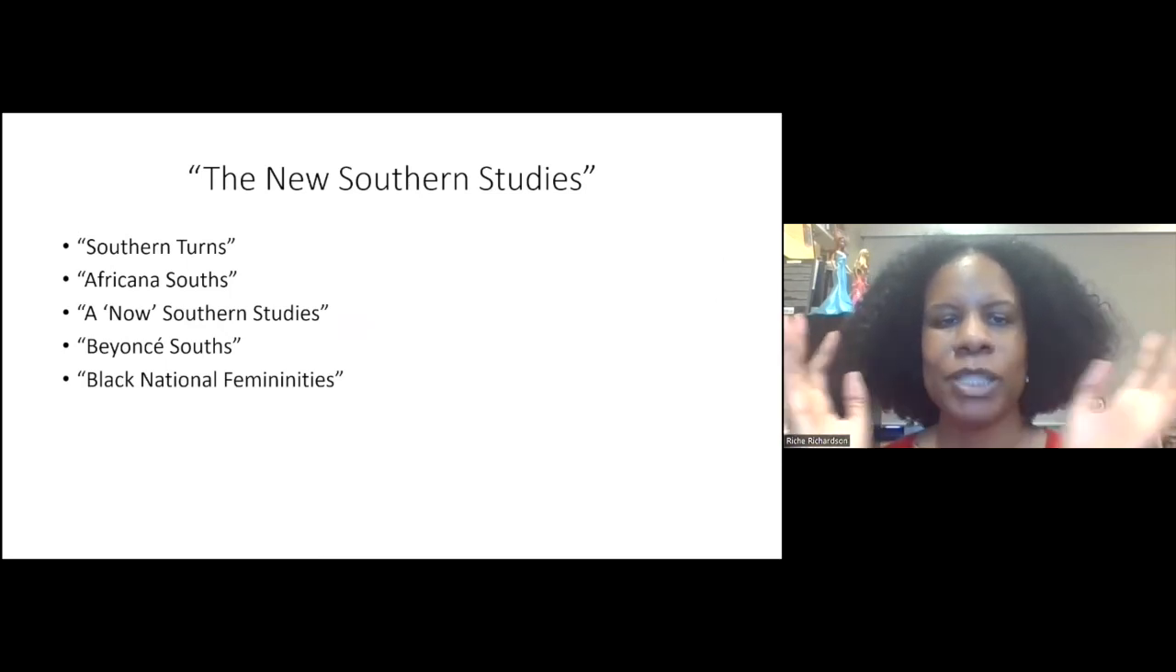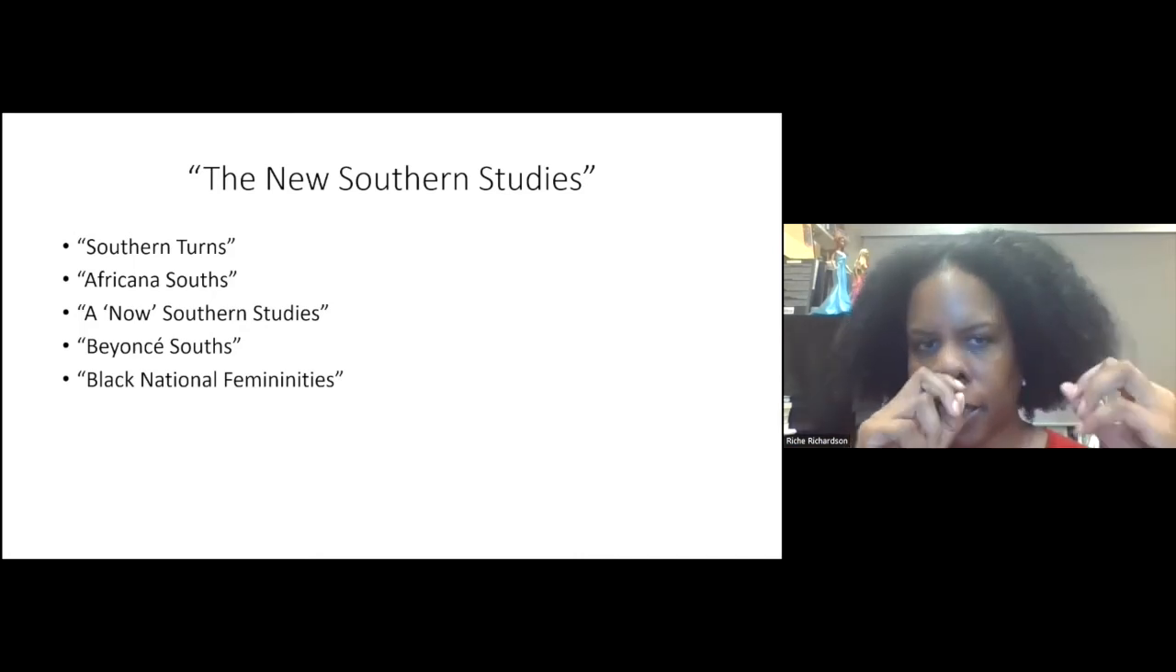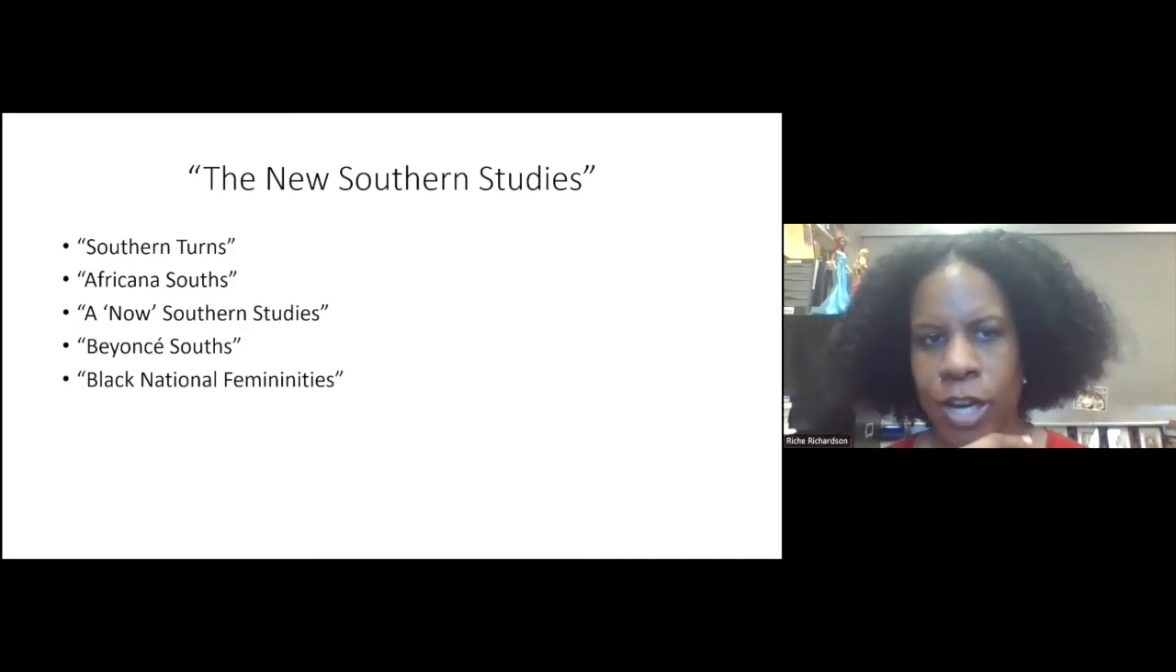And within the New Southern Studies, on that critical terrain, I have developed a few approaches that have been unique in certain ways. This idea of drawing again on Professor Baker as well as V.S.